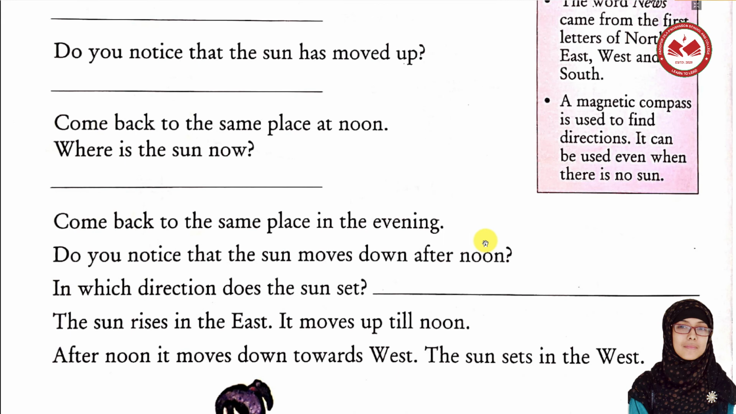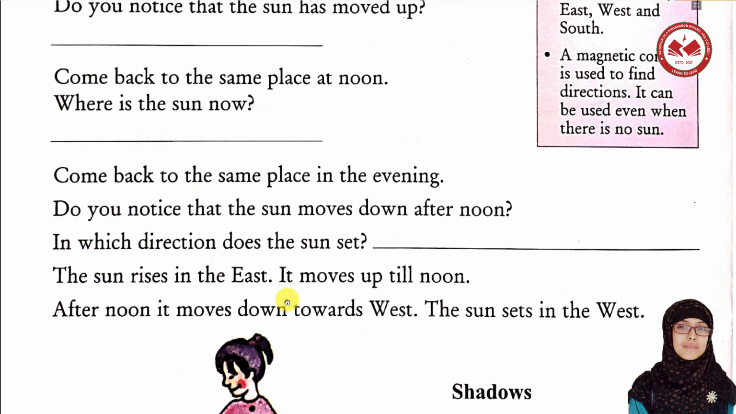Very good. Okay, so now we have learned that the sun is constantly moving from one place to another, and we have proved this by visiting a similar place in the morning and in the evening, right? So now we have learned the sun rises in the east, it moves up till noon, afternoon it moves down towards the west, the sun sets in the west.